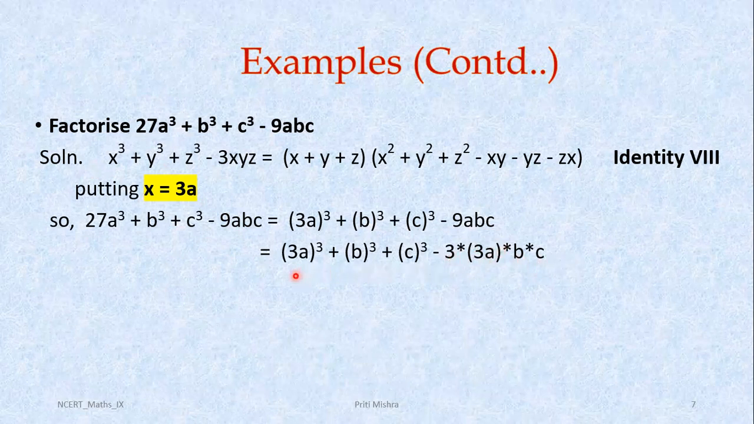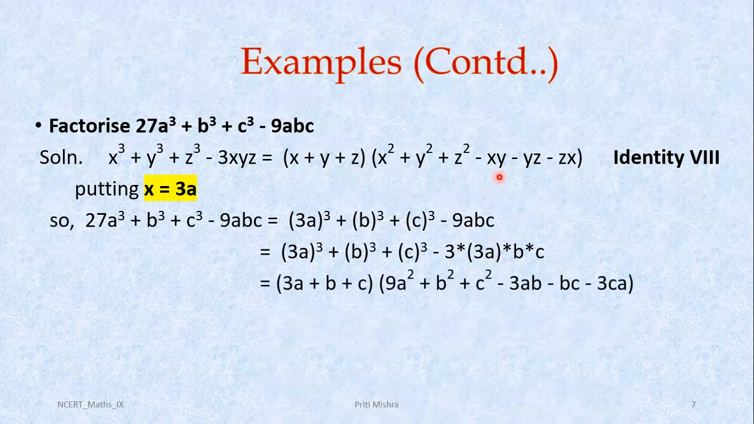Now this is exactly in the terms of this identity's left hand side: x cube plus y cube plus z cube minus 3xyz. Here 3a is x, and then y and z. Now this is exactly in the form of the identity. So we can write now its right hand side. So it will be like this: (3a plus b plus c) in another bracket, (9a square plus b square plus c square minus 3ab minus bc minus 3ca).